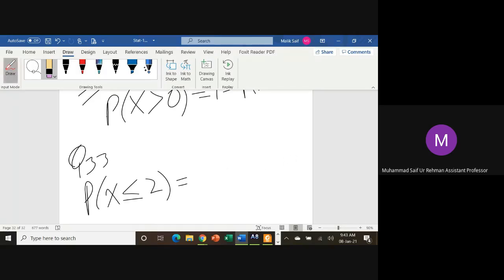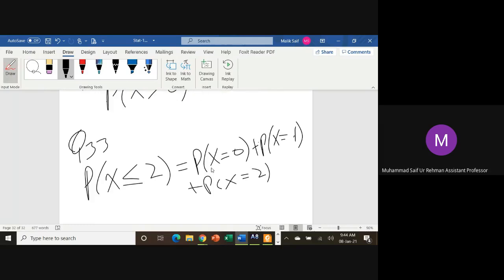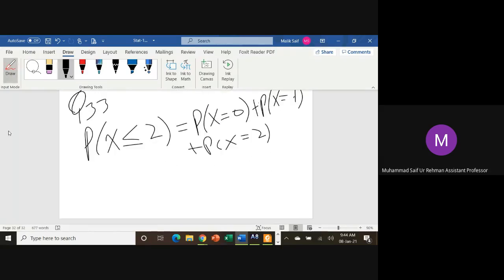The appropriate strategy will be, you will write it down as x is equal to 0. This is the first term, that is less than 2, plus probability of x is equal to 1, and then plus probability of x is equal to 2. Yes, these three terms will be there. Right? So now you will solve it one by one.